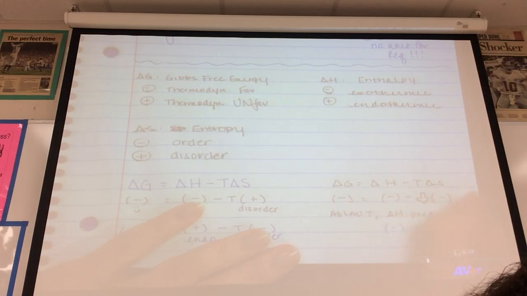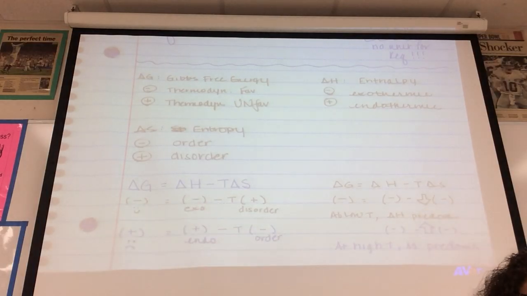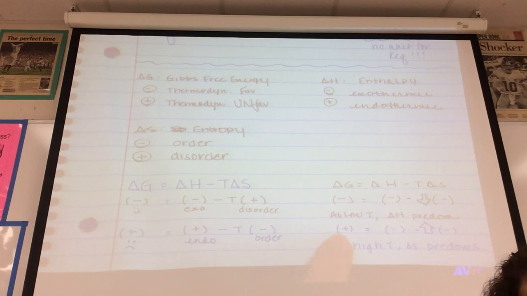which term's going to predominate? Delta S. So now you have a negative minus a very large negative term, and that will give rise to a thermodynamically unfavorable reaction. So at low temperature, delta H predominates. At high temperature, delta S predominates.